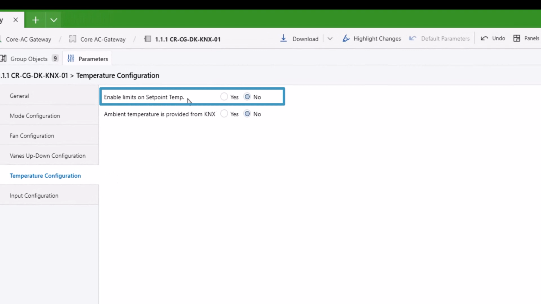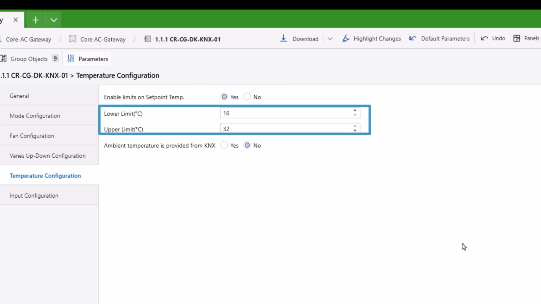The minimum and maximum target temperature values can be restricted with this parameter. When activated, minimum and maximum target temperature values can be selected. Every value that is below the determined minimum value will be considered as the minimum value, and any value that is above the specified maximum value will also be processed as the maximum value. Please refer to your product manual for the minimum and maximum target temperature values supported by your indoor unit.